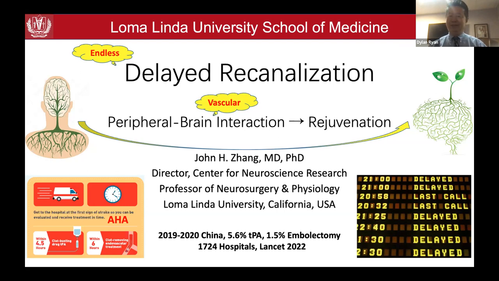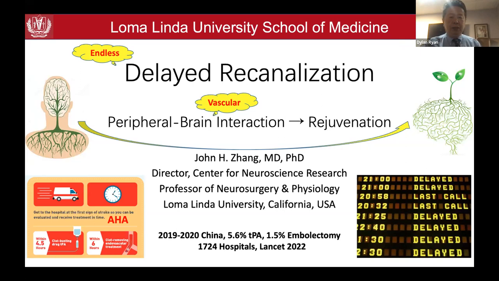So I'm going to talk about something called delayed recanalization, where there's no time restriction. It's not a 6 hour delay, not 24. It can be endless. Why delay? You can see in the left corner, we have the American Heart Association guideline. I think it's still true: 4.5 hours for TPA, 6 hours for thrombectomy, even though we're pushing the envelope to 16, even 24 hours for a small minority group of patients.